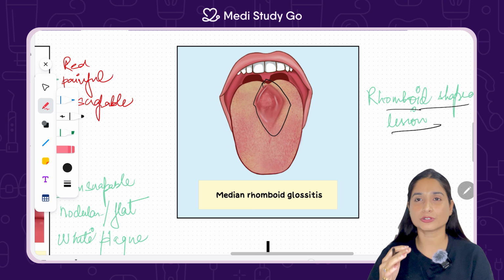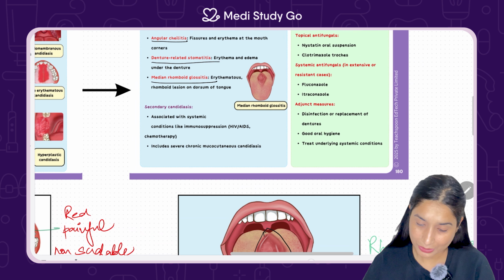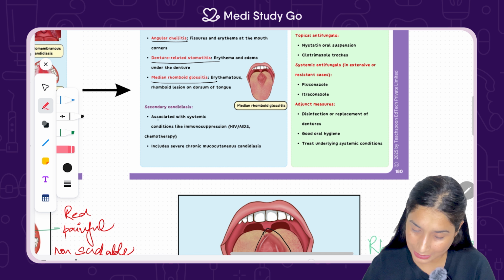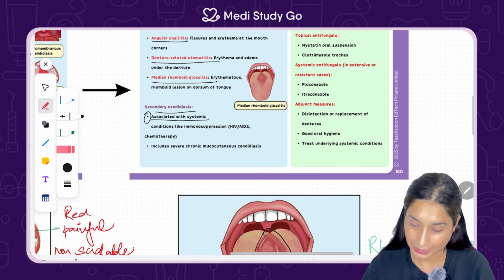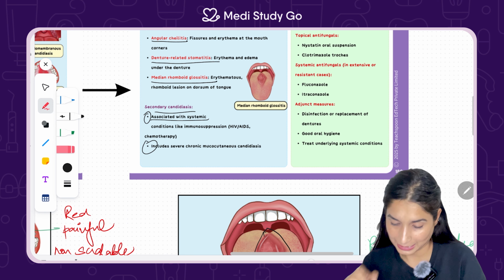It will be present on the dorsal surface of the tongue. Now, secondary candidiasis. Secondary candidiasis is associated with systemic conditions like HIV or AIDS, or it includes severe chronic mucocutaneous candidiasis.